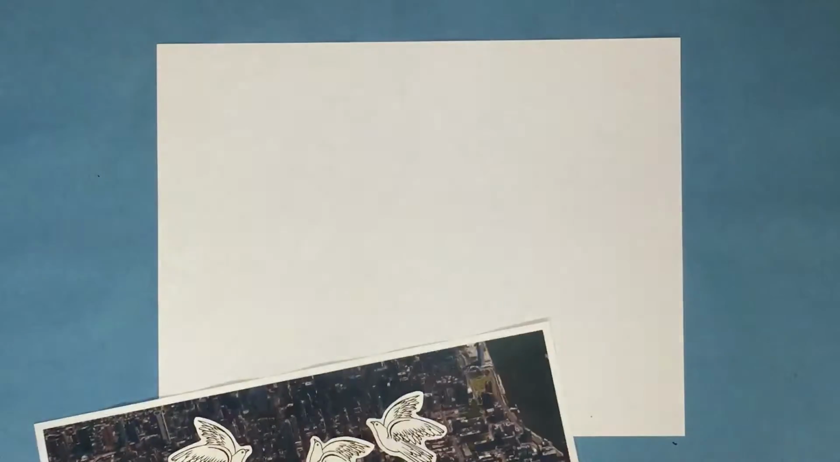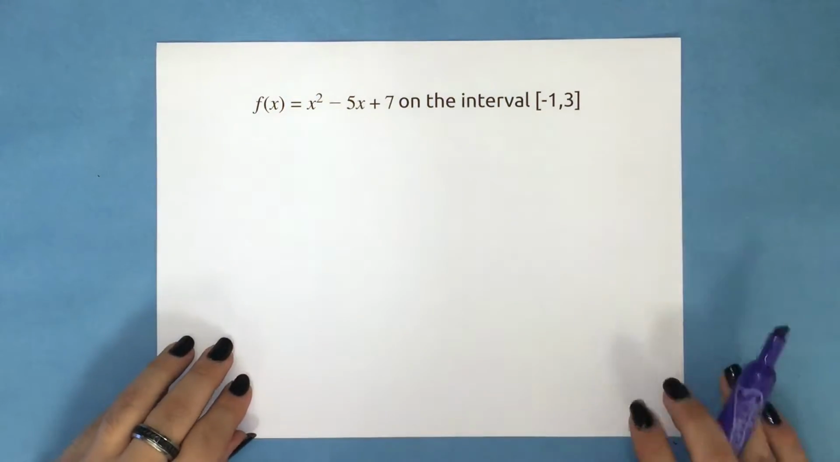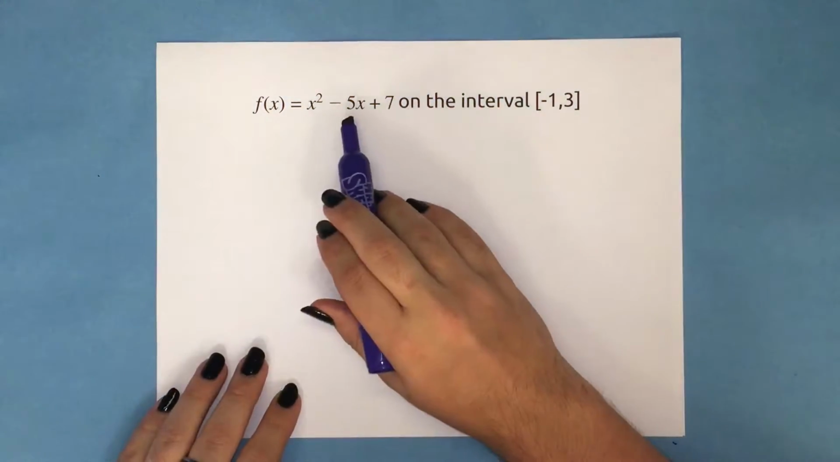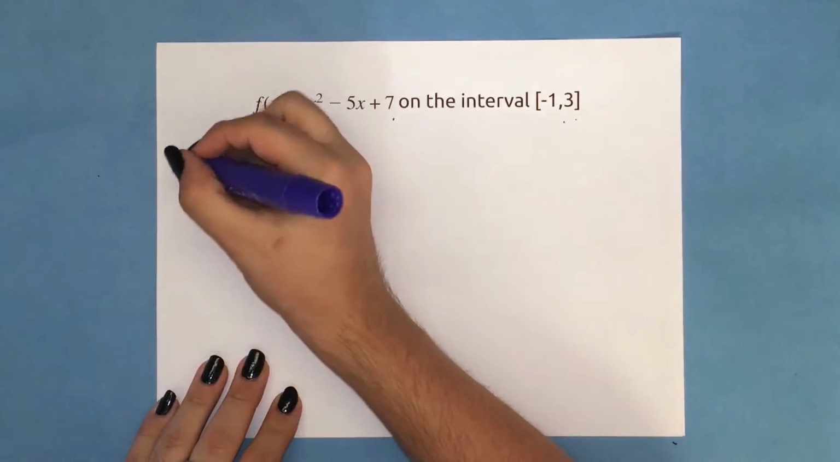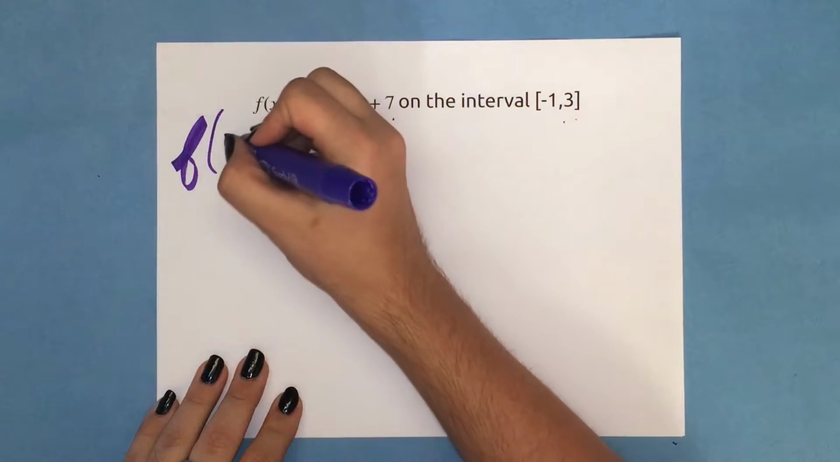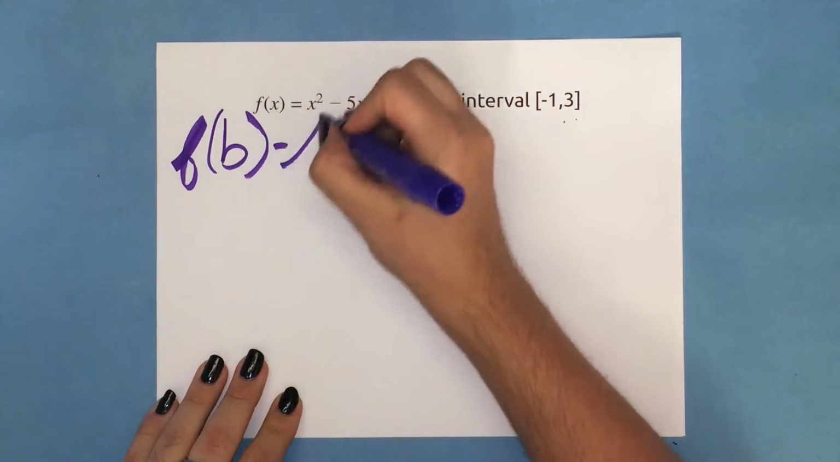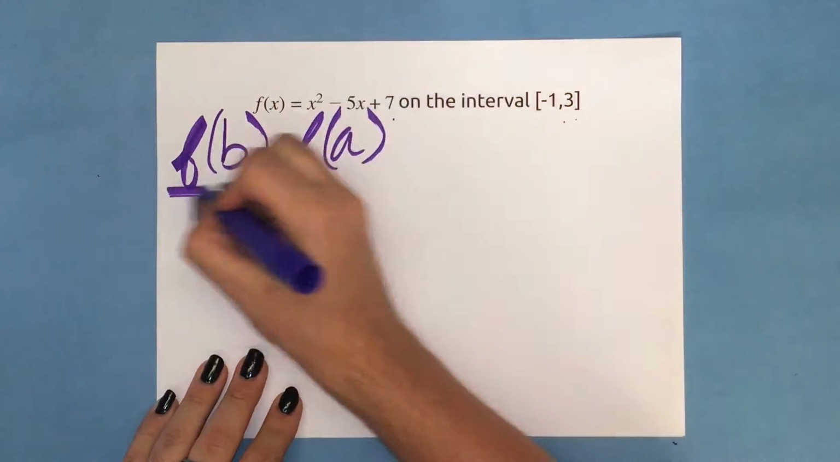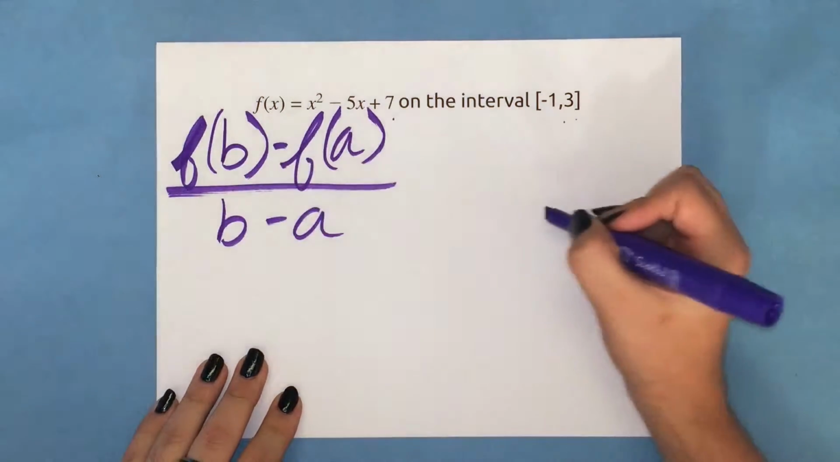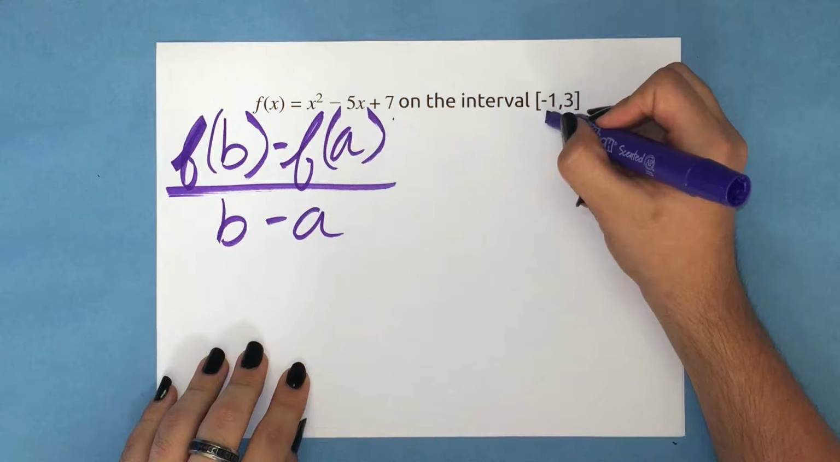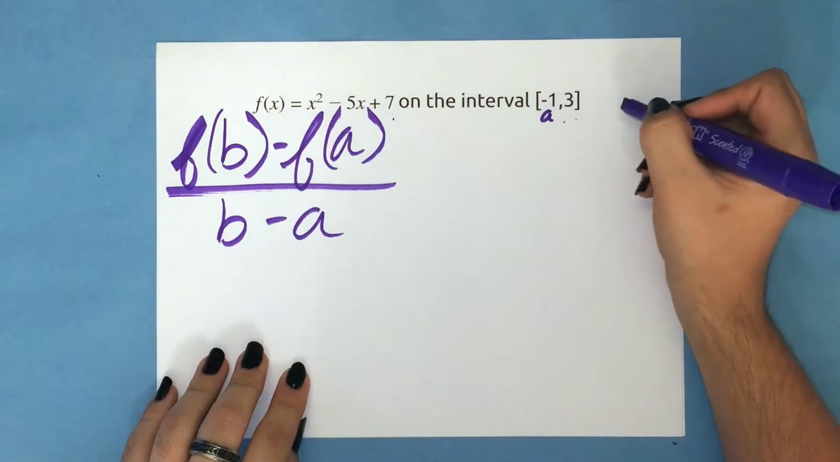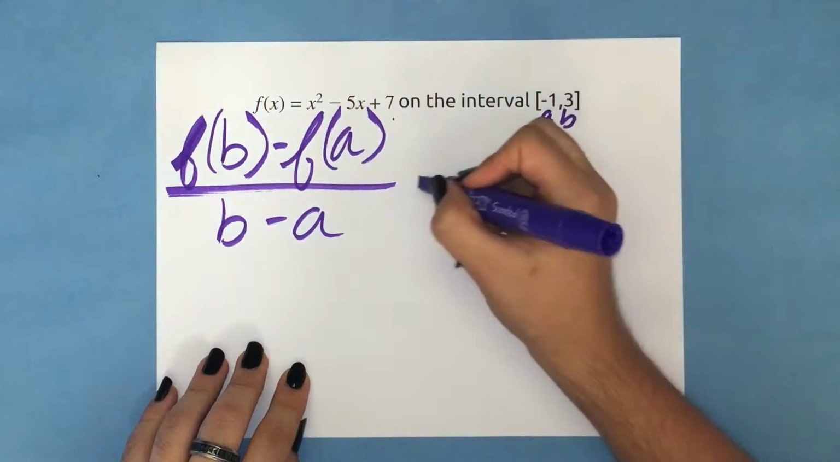Let's look at a quick example. f of x equals x squared minus 5x plus 7 on the interval -1 to 3. Let's check the left-hand side of our equation. f of b minus f of a over b minus a. Now in this case, the lower side of our interval is going to be our a, and the right-hand side of our interval is going to be our b.